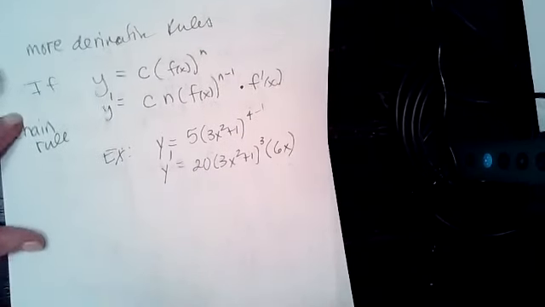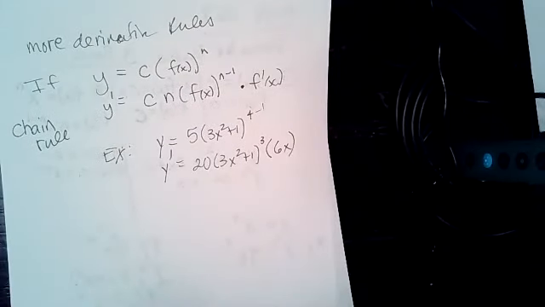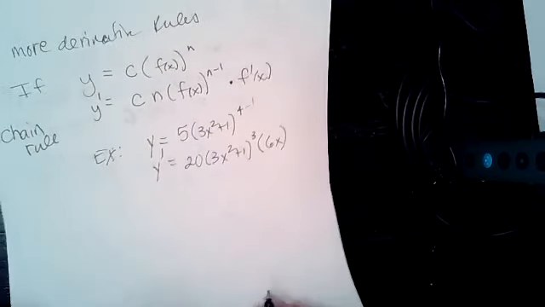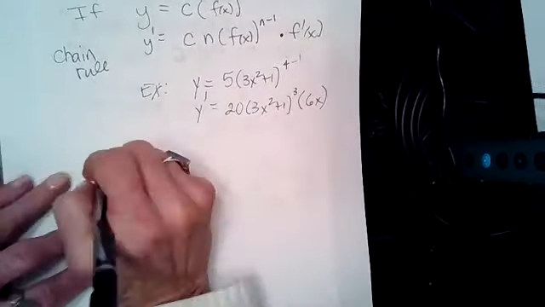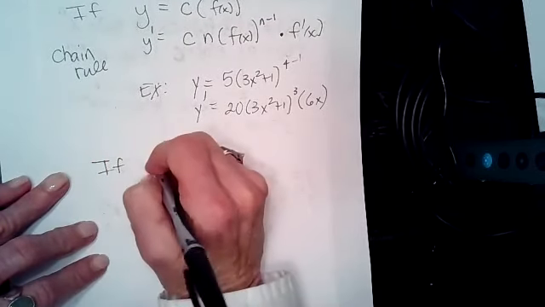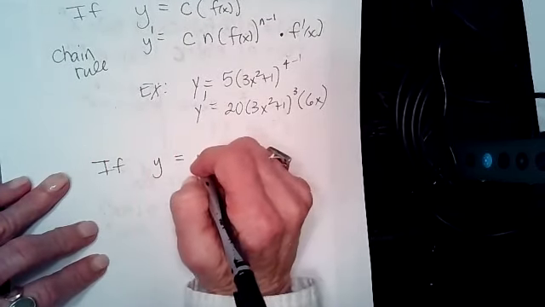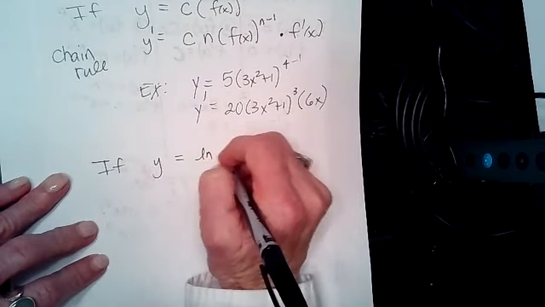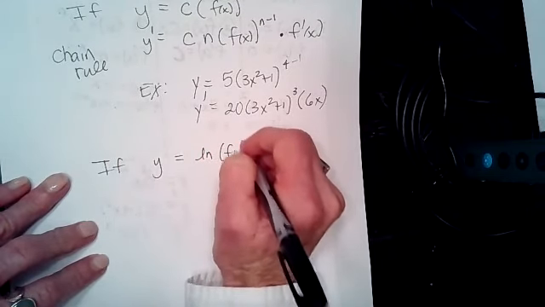And we don't have to simplify. So that's the chain rule. So we're going to talk about the chain rule, the derivatives of e's and ln's, okay? So if y is equal to the ln of a function, okay?